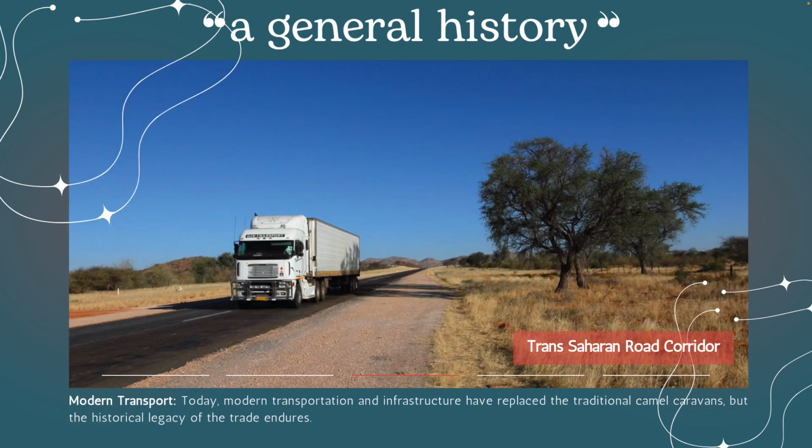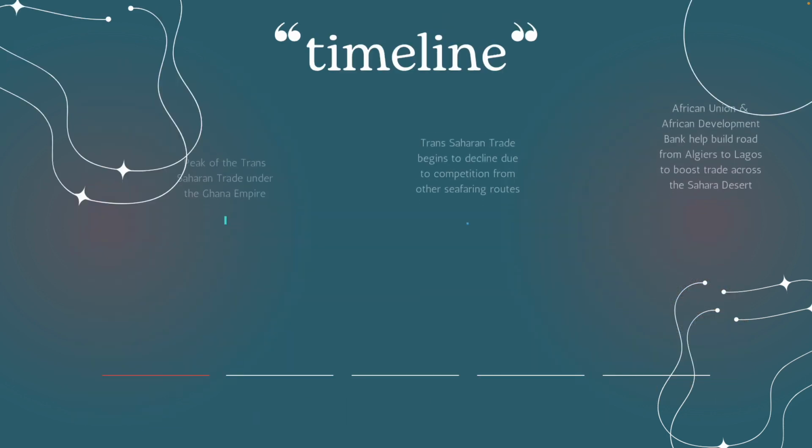Right, so here we see the Trans-Saharan road corridor. That's a massive road, and this is competing with the Camel Caravans. This is where vehicles can make their journey across the same routes, and this is actually quite a positive thing, I'd say. So the timeline.